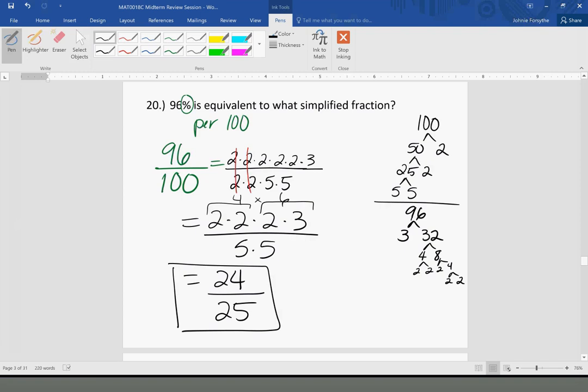Now there's a few ways you could have done this. You could have said, oh, okay, 96 over 100 is equal to 4 times 24 over 4 times 25, and then cancel out the 4's, and then you get 24 over 25. That also will get you there. But sometimes it's hard to figure out what those greatest common factors are, and so you can go about it by breaking it down completely into a prime factorization and then canceling out common factors from there. Okay?